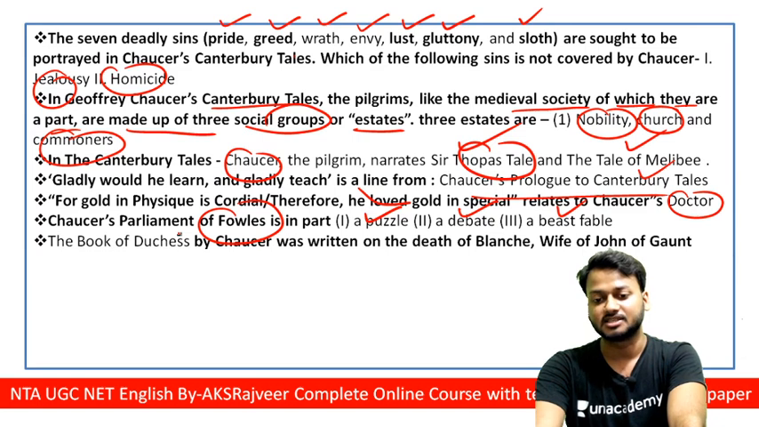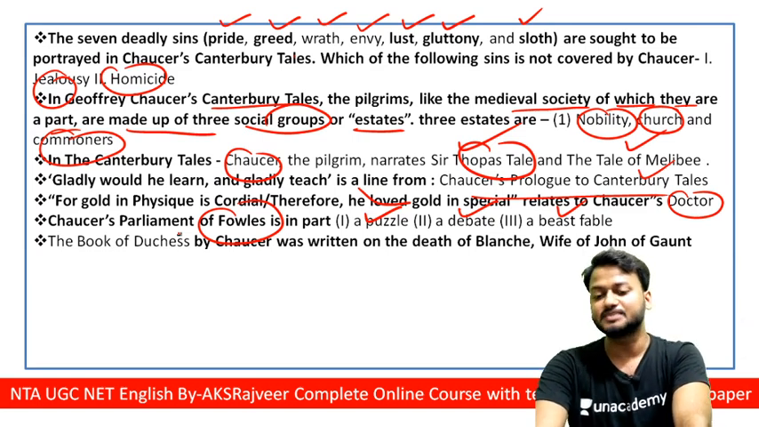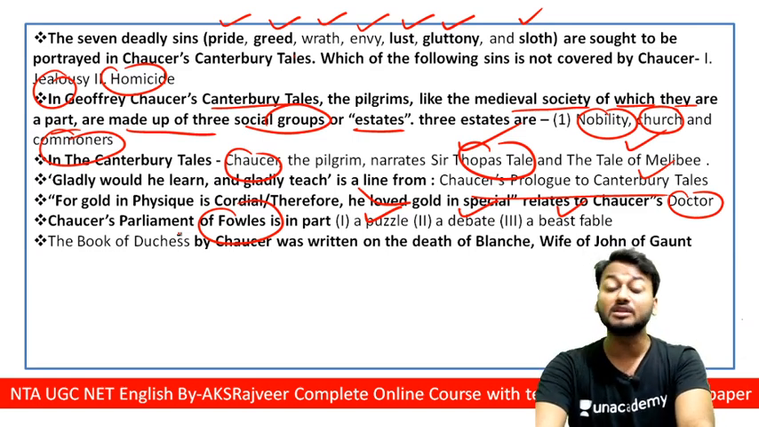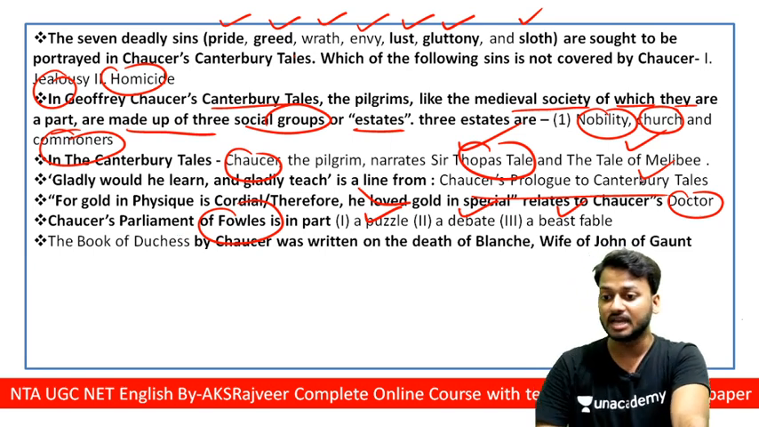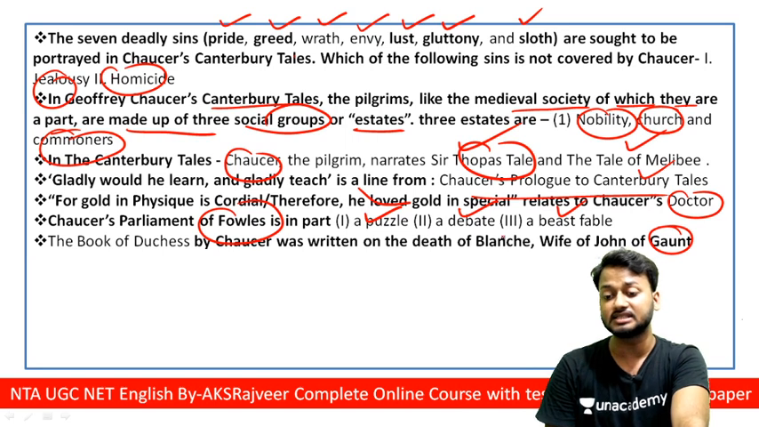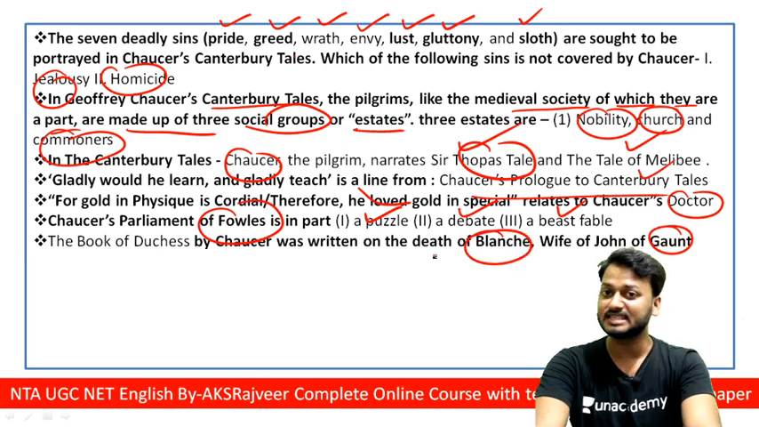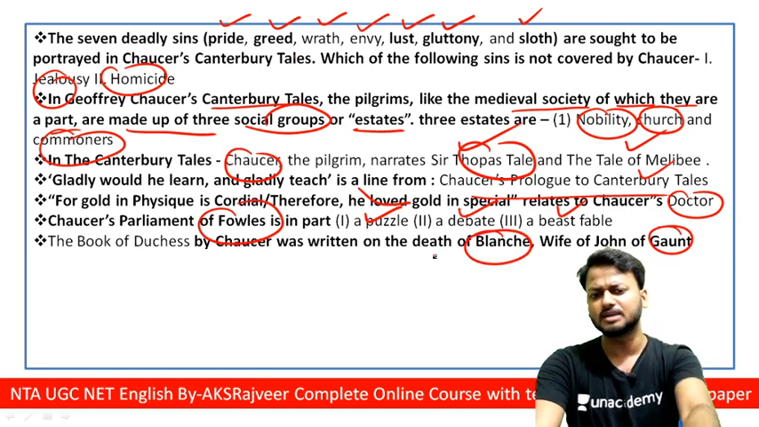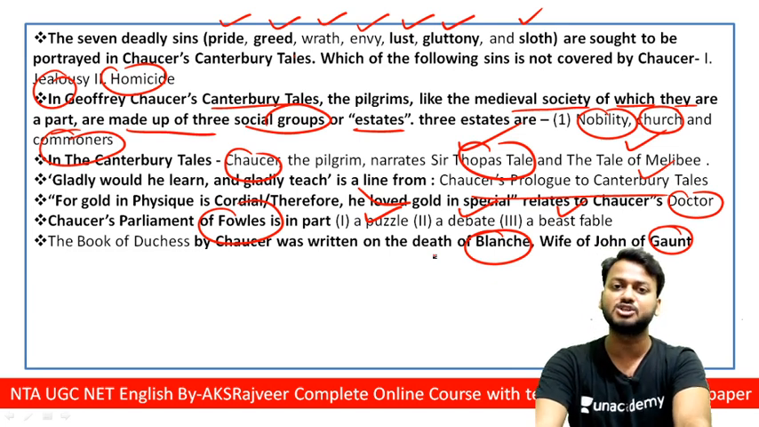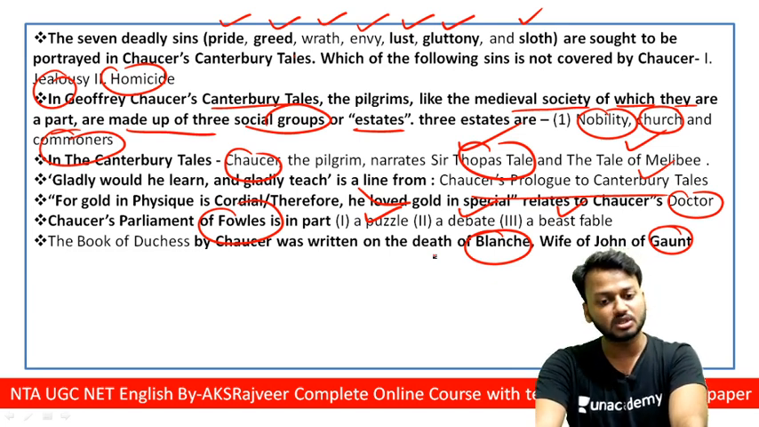The Book of the Duchess, learners. This is by Geoffrey Chaucer and was written on the death of the wife of John of Gaunt. You can see this is Blanche of Lancaster, learners. And this work, the Book of the Duchess, is the first work by Geoffrey Chaucer. And one more thing about the Book of the Duchess, learners, you must remember.